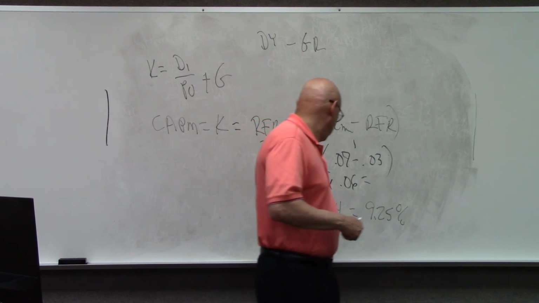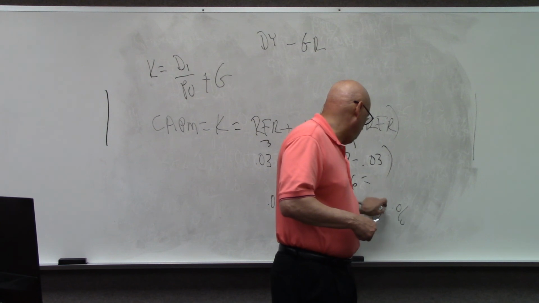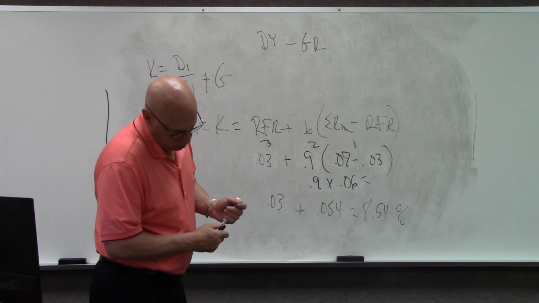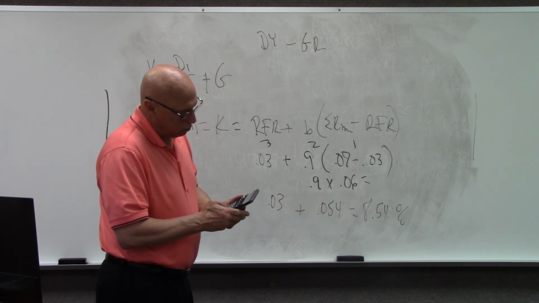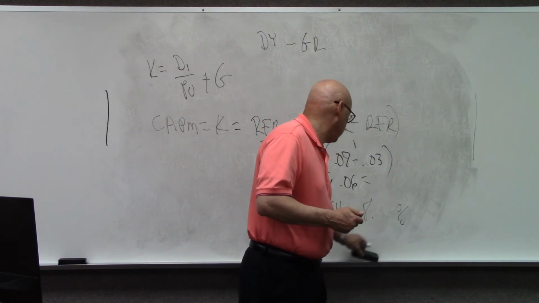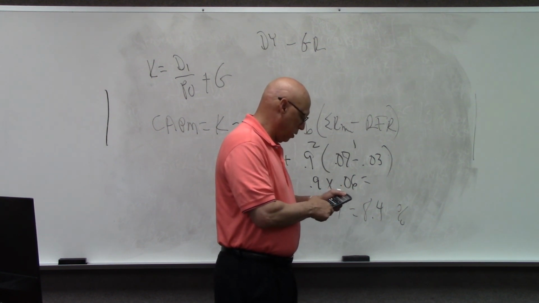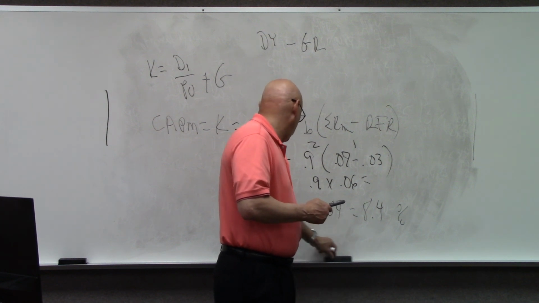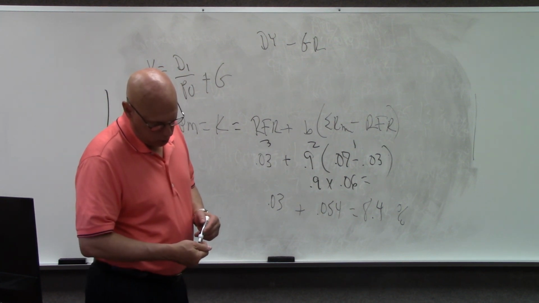0.054, plus 0.03 is 0.084, times 100, which is 8.4%. I think. Yeah. 0.9 times 0.06 equals 0.054, plus 0.03. I'm sorry, I got it wrong, it's 8.4%. 0.9 times 0.06 equals 0.054. Oh yeah, 8.4%. Sorry, I did my arithmetic wrong.